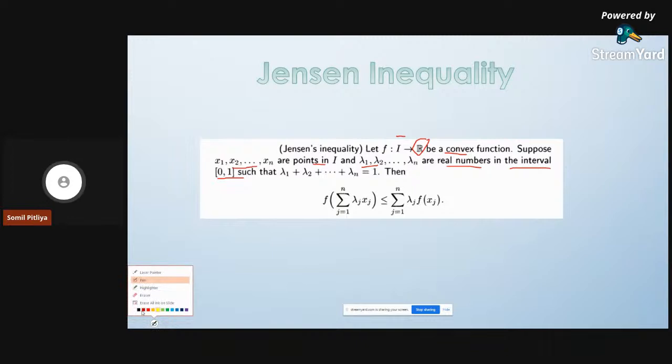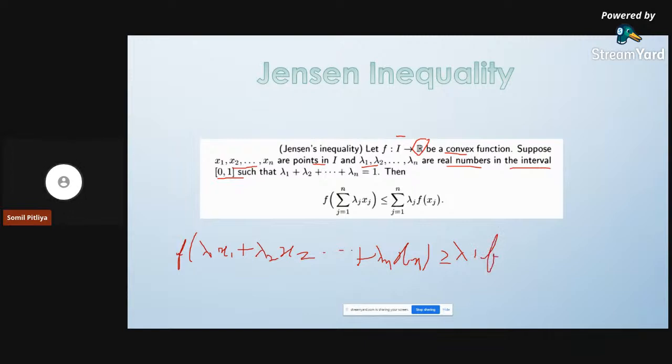I can clearly write down this as following, that f of lambda 1 x1 plus lambda 2 x2 till lambda n xn is greater than or equal to lambda 1 f of x1 plus lambda 2 f of x2 and so on till lambda n f of xn.